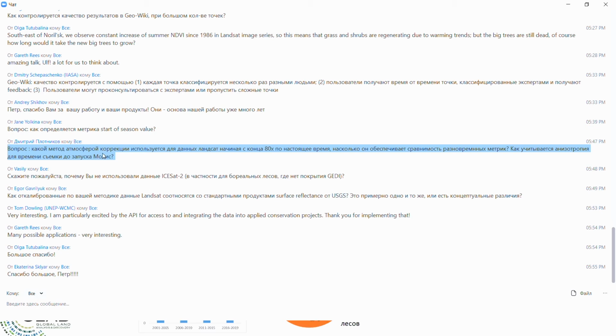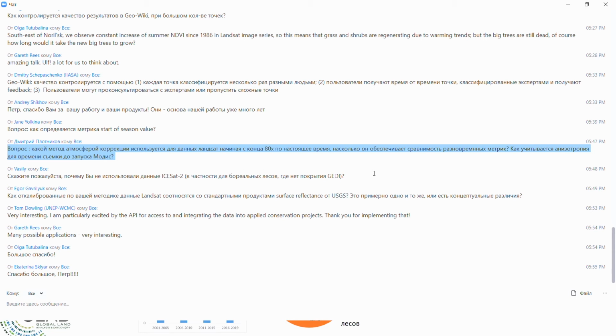Okay, I understand that. Which technique for atmospheric correction do you use for Landsat data starting from late 80s until now? Does it enable compatibility? Can we compare the metrics from different time periods?